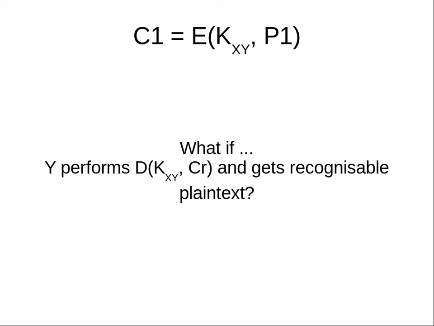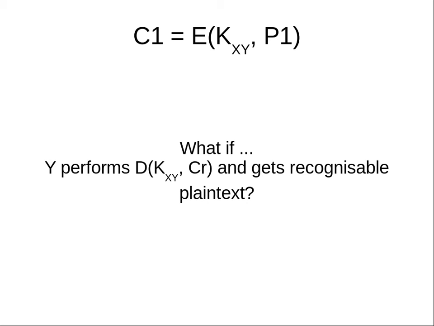So we know two things, all right? We know the plain text first. Actually, we obtain the real plain text. We know that the plain text is correct. It hasn't been modified. And the other thing we know is that the key used to encrypt with KXY, what does that tell Y? The key used to encrypt with KXY, what does that tell user Y?